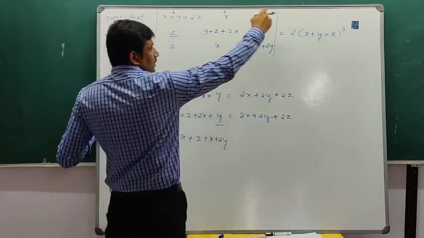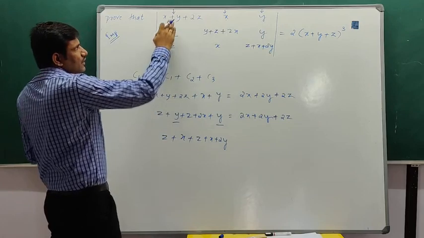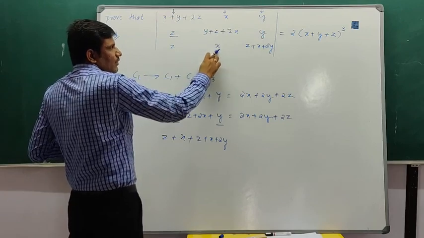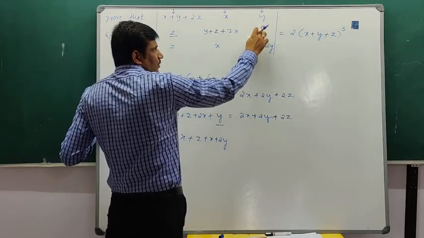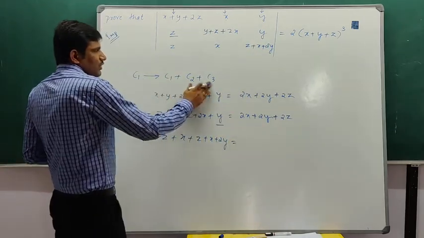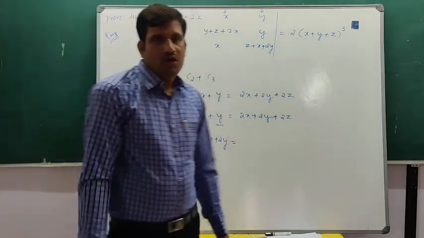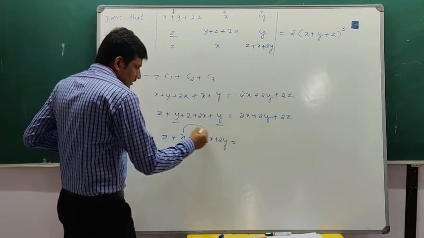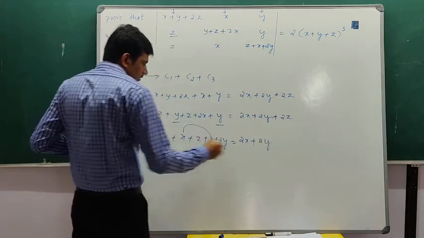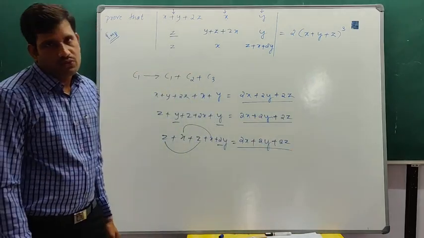If you go horizontally, this is the first element in R1, second element in R1, third element in R1. If you go vertically, this is the first element in C1, second element in C1, third element in C1. First element in the second column, second element in the second column, third element in the second column. First element in the third column, second element in the third column, third element in the third column. So when we do C1 plus C2 plus C3, we are adding vertically. When we do R1 plus R2 plus R3, we are adding horizontally. Now see, x plus x is 2x, then 2y, and z plus z is 2z. Now we can see we are getting the same element, that is 2x plus 2y plus 2z.